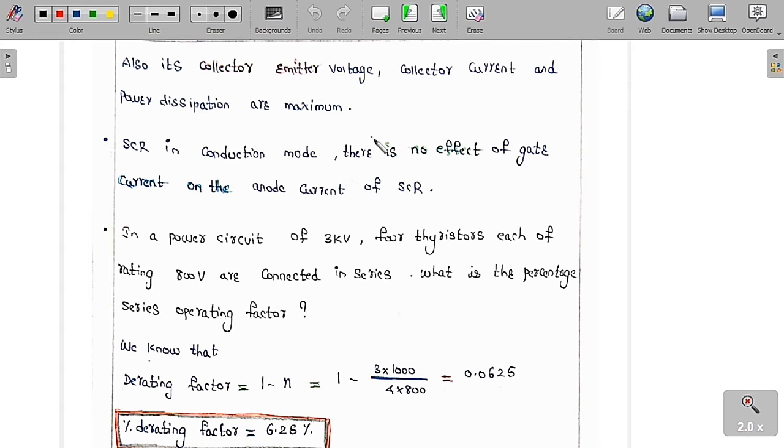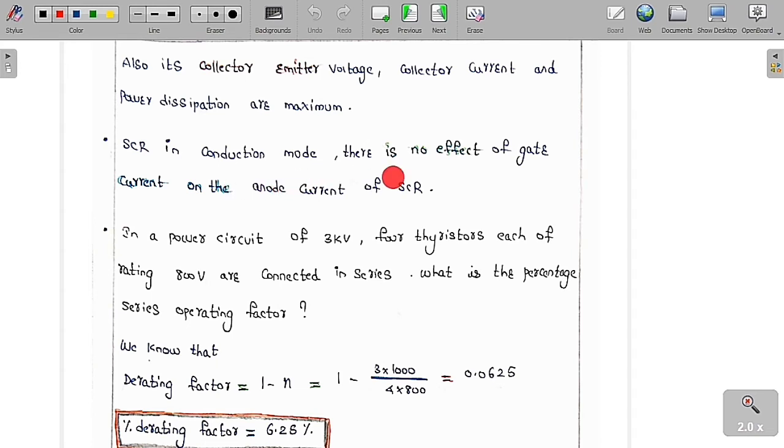So we can say that in respect to a power transistor used in an inverter, the current gain will be maximum at maximum load current. So at maximum load current, the current gain will also be maximum. Also, its collector emitter voltage, collector current, and the power dissipation are maximum.